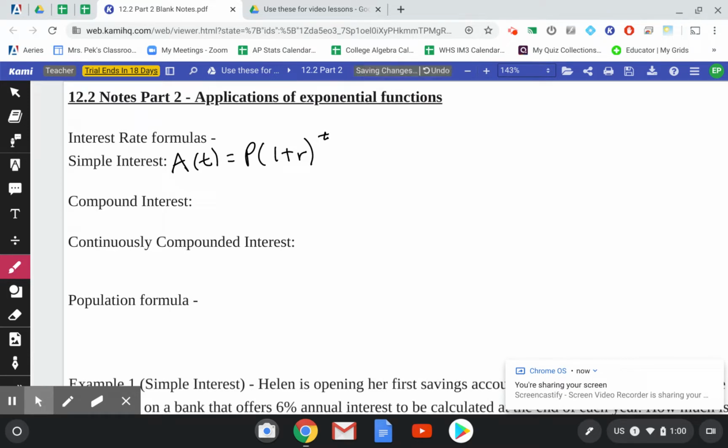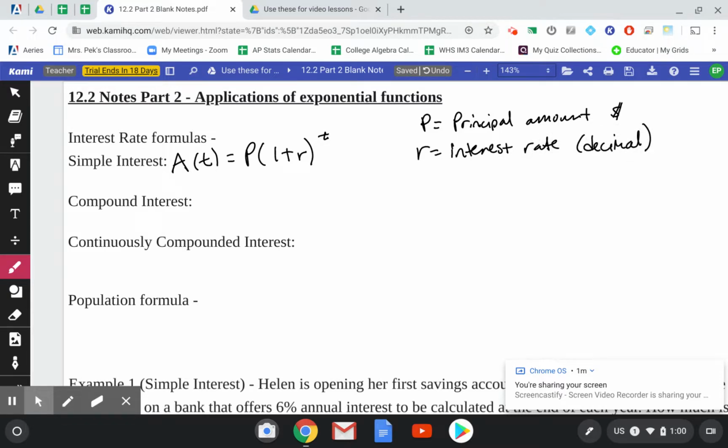And just to define some of these for us, p is our principal amount of money, so the money amount that we start with. R is the interest rate as a decimal. So if it's in a percentage, which it probably will be, you'll need to convert it to a decimal. And then t is time in years. As an assumption, it's always going to be in years unless they tell you specifically that t is in some other time amount.